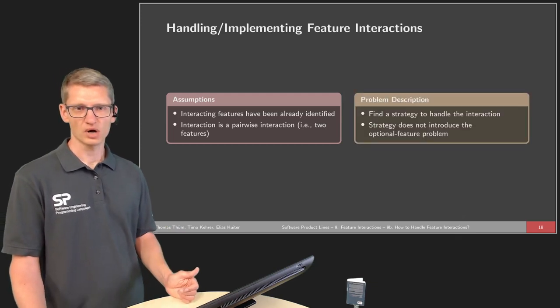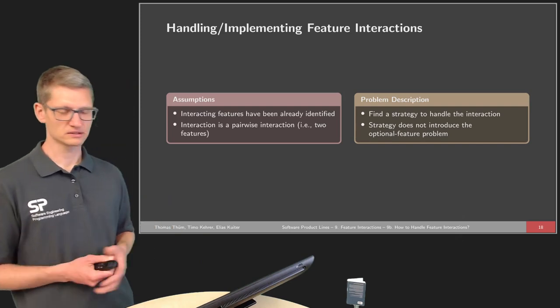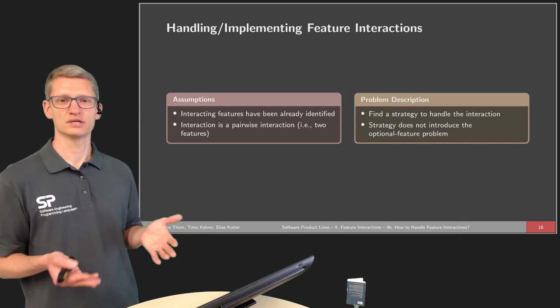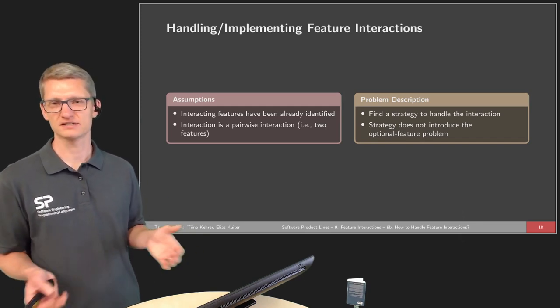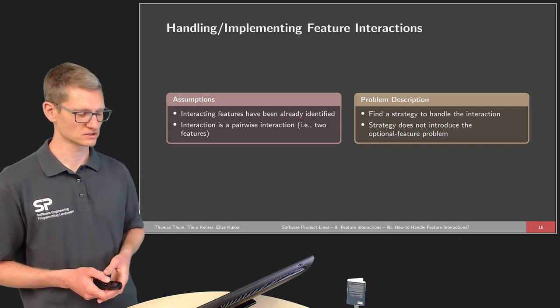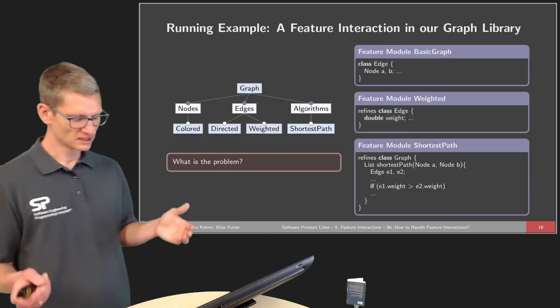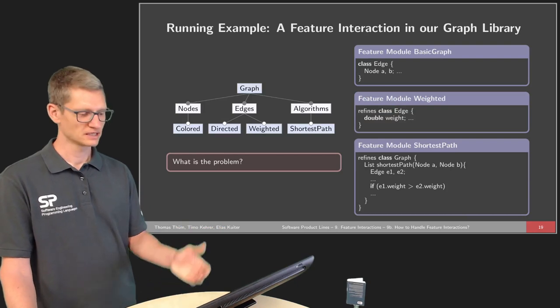So what is the problem that we are focusing on? How to find a good strategy to handle the interaction, and the strategy should not introduce the optional feature problem. As we have not discussed the optional feature problem, I want to guide you into this topic by means of an example. And thanks to Timo Kira for coming up with this example.